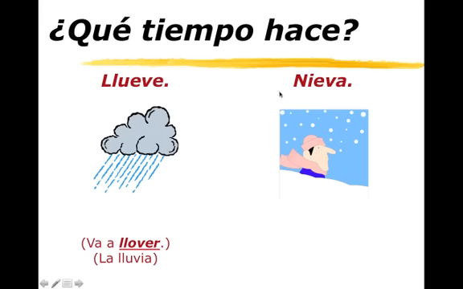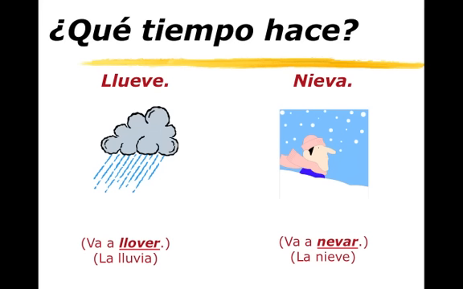And then over here, nieva. Nieva works the same way. It is one word, but it means it is snowing. It comes from the verb nevar, but when we put it into a sentence, we conjugate it, and it's nieva. Just to say the noun snow, you say la nieve. These can get tricky because they all kind of sound the same. Llueve, llover, lluvia, so maybe practice those a couple times. So that gives you a pretty flexible word bank of ways to describe the weather.